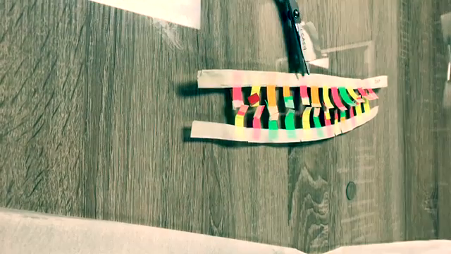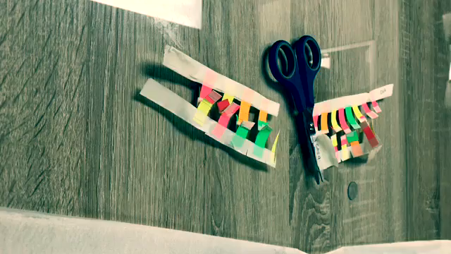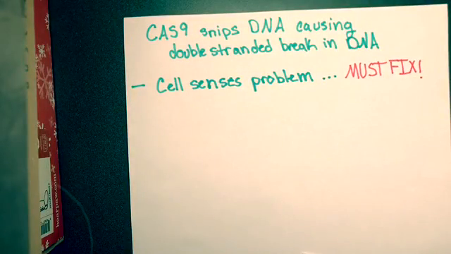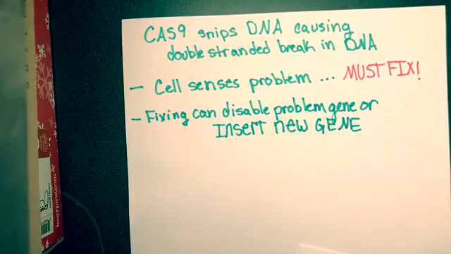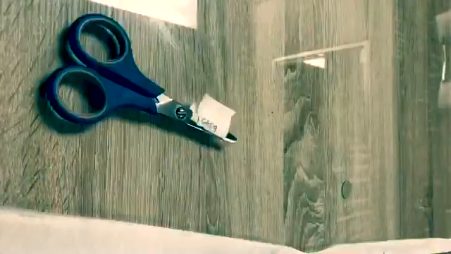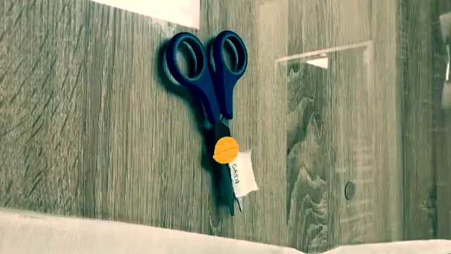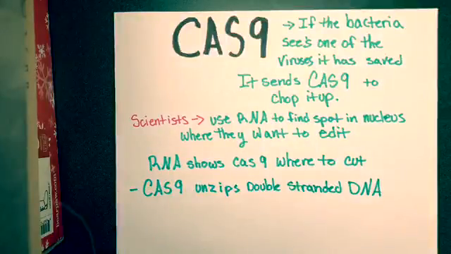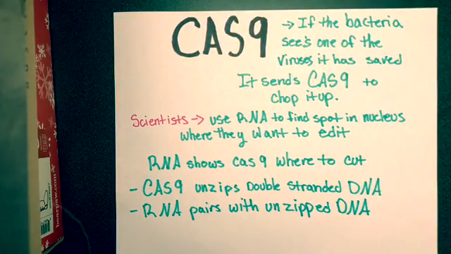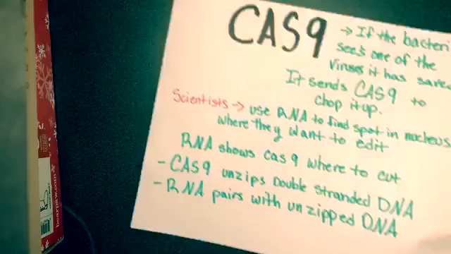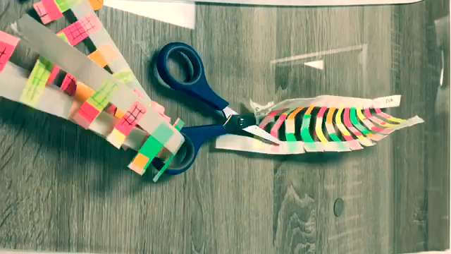Sensing the problem, the cell jumps into overdrive to try to fix the damage, and either disables the problem gene or even inserts a new gene, but this is a little bit more complex. This can be accomplished by attaching a new genetic sequence to Cas9. Here, Cas9 unzips the double-stranded DNA, and the new RNA strand pairs with the unzipped DNA.